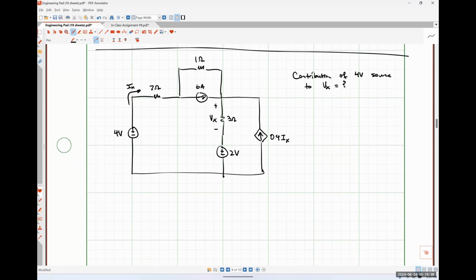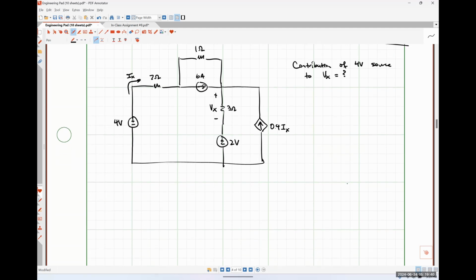All right. So since we're finding a contribution of an individual source, that means we are definitely applying the principle of superposition here. So I'm going to leave my 4-volt source on and I'm going to turn off my other 2 sources. So my redrawn circuit with the 4-volt source on and the other 2 off is going to look something like this.